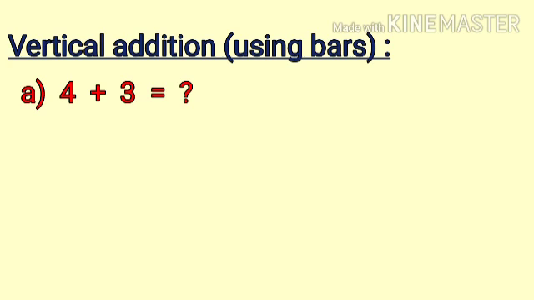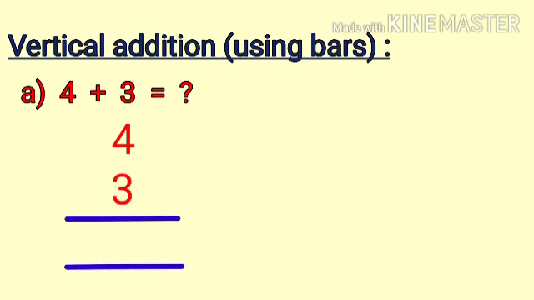That means, first we should write 4. Below that we should write 3. Understood, children? Because we are applying addition on these 2 numbers, we should use the plus symbol. Understood, children? To represent addition, we should use the plus symbol.